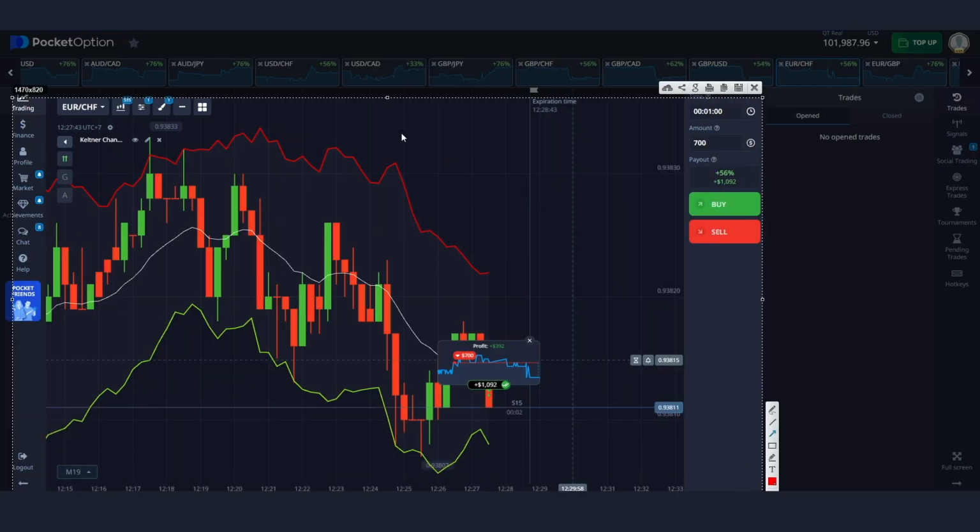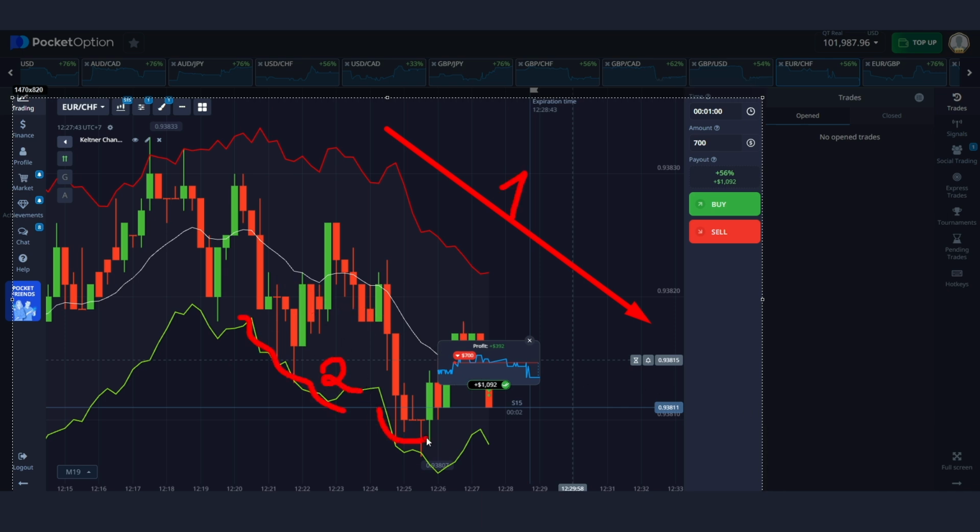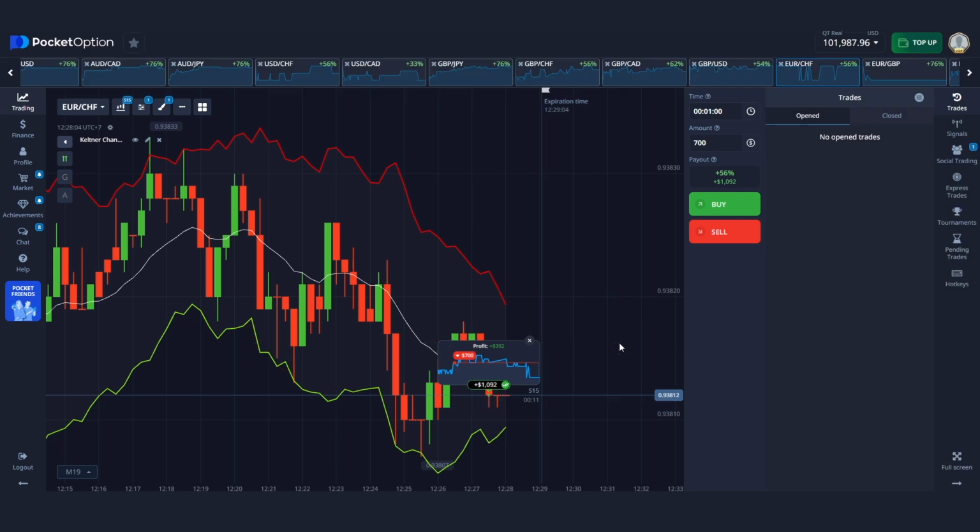The very first factor is the downward movement. The second factor is that the price is in the lower channel. And the third factor is that the price has come up to the middle line from below. And accordingly, I open my trade for a decline. As you can see, 3 factors lined up and I made a profit.